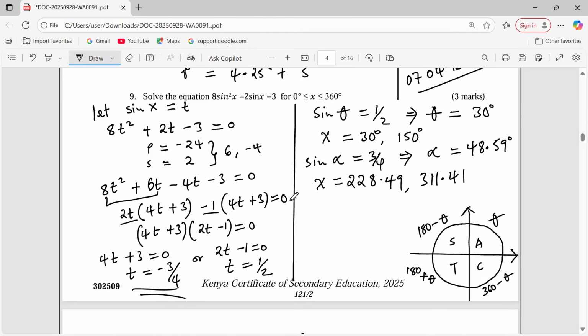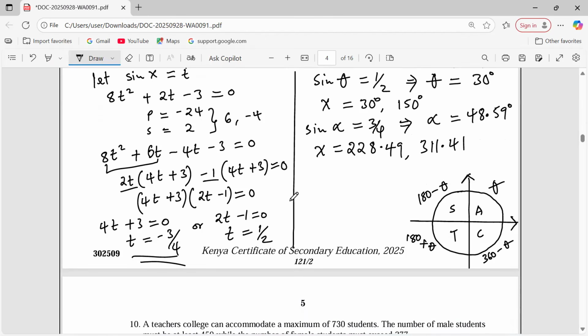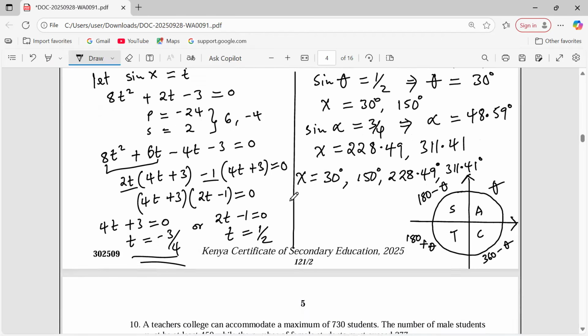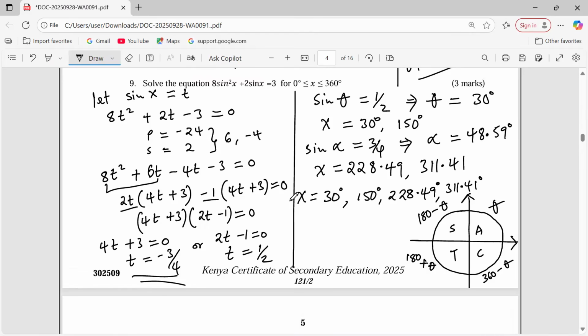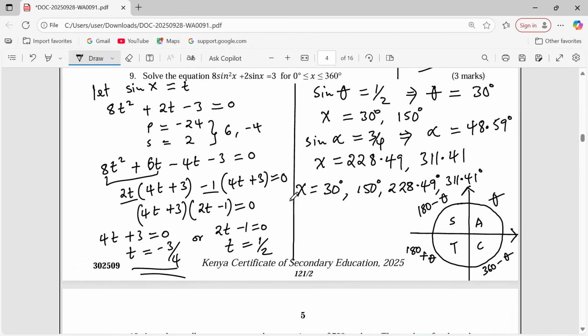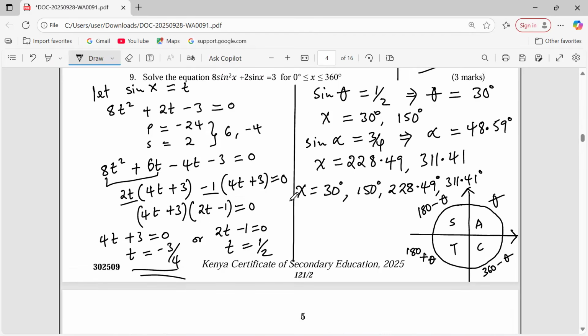So all the angles can now be assembled. The values of x shall be 30, 150, 228.59 degrees, 311.41 degrees. So these are the four angles which satisfy the equation above.